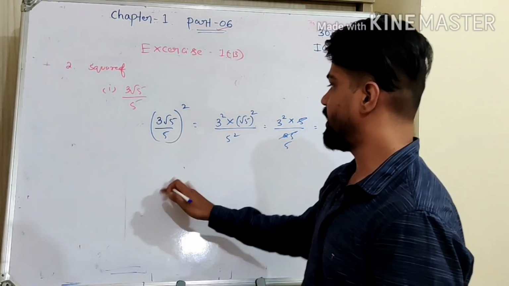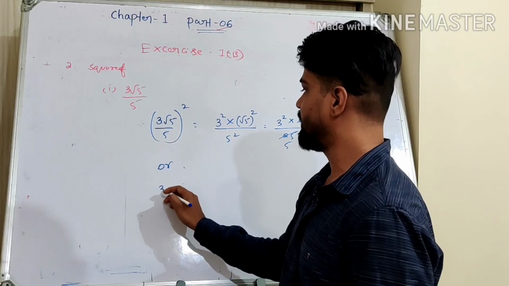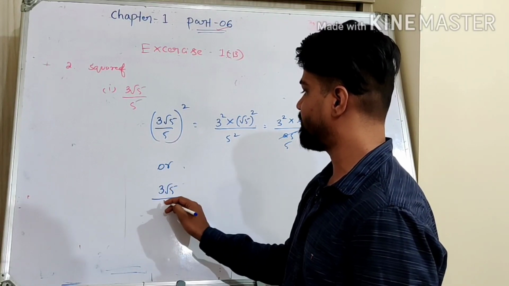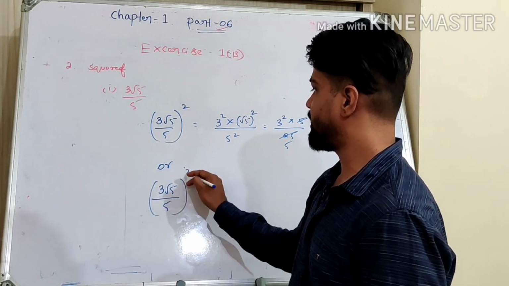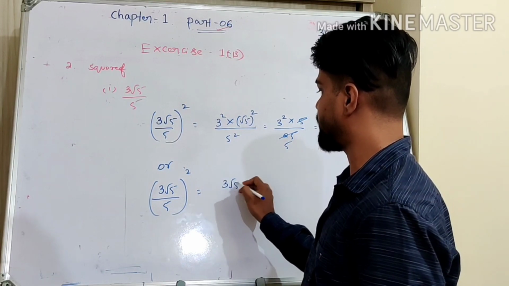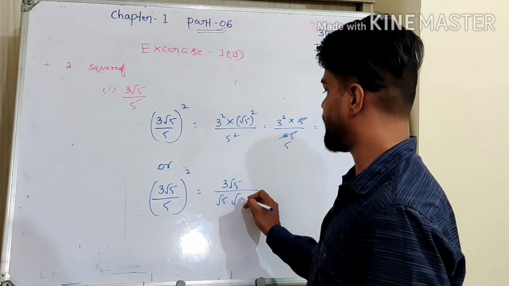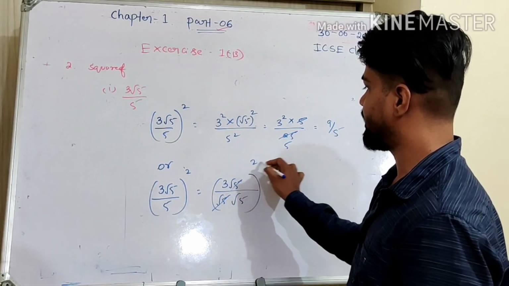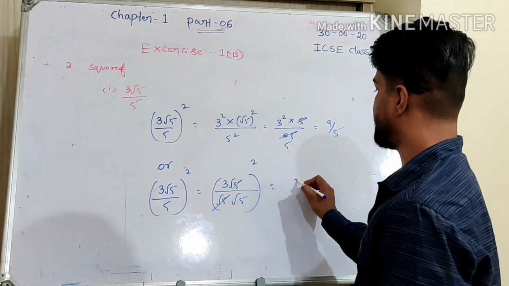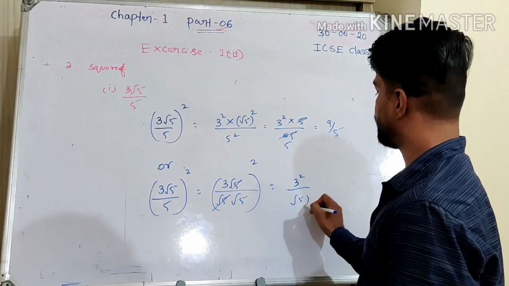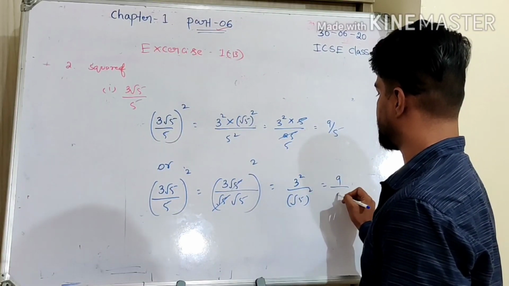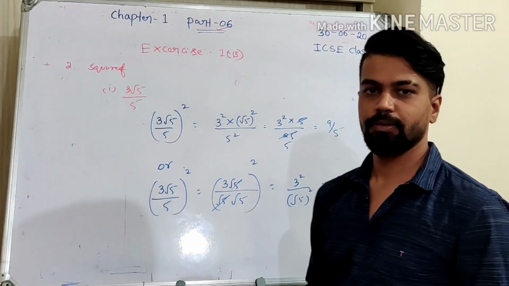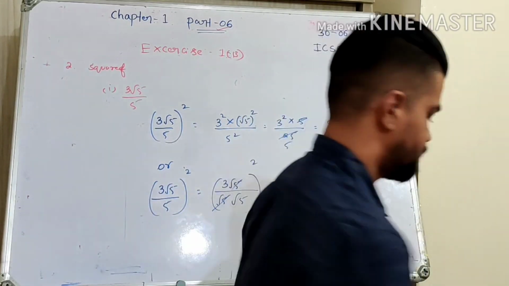That is one way. Alternatively, we can simplify directly in the first step itself. Square is there, so we can say square root. This would be square root of 5 into square root of 5. One square root cancels, but we still have the entire 5 at the end. So we end up with 3 square by root 5 whole square, which will be exactly the same as the first answer. That's how we square it.